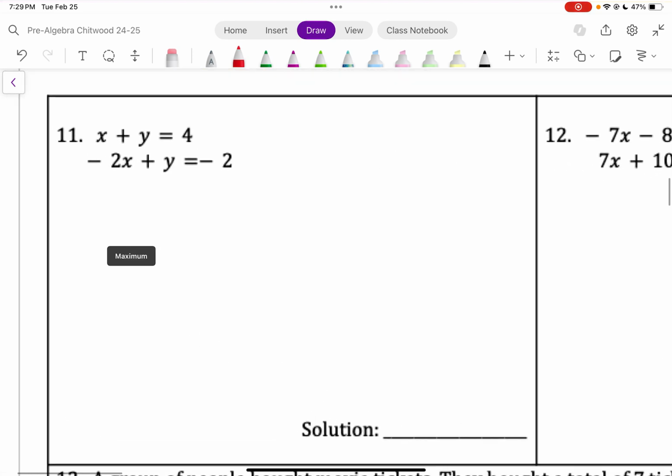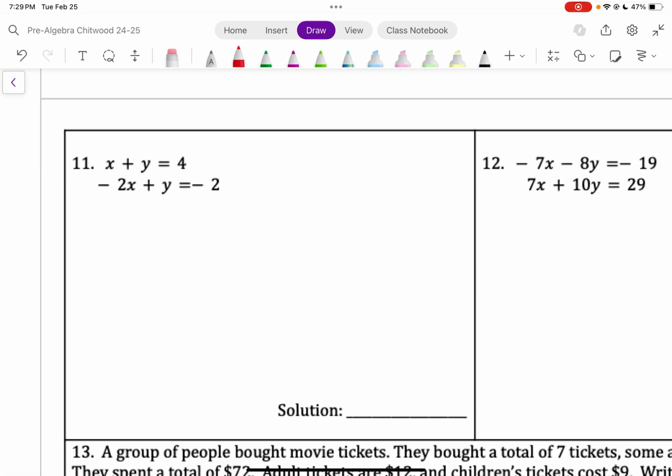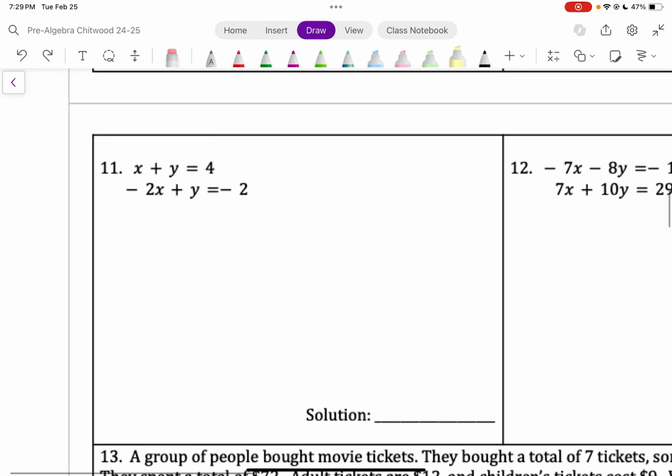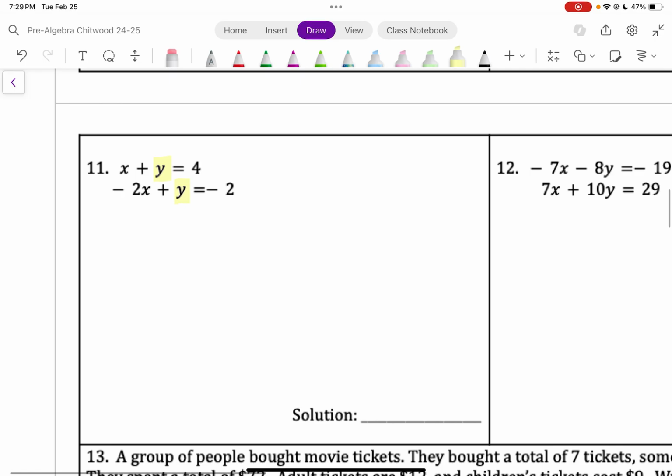Okay. Next one, I have x and 2x. I am not going to eliminate my x. I have y and y. One's being added, the other's being added. Same sign equals subtract. If I do y plus y, I get 2y. The goal is to get 0y. You have to eliminate it. So I have to subtract.